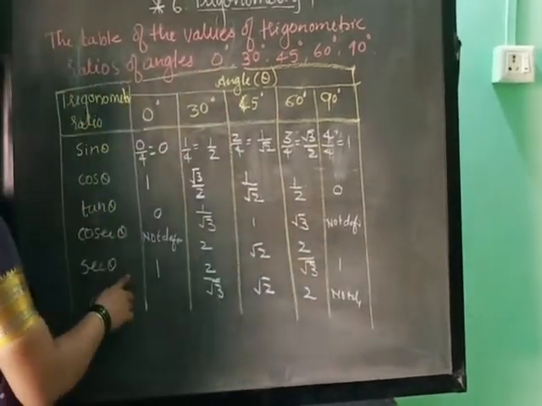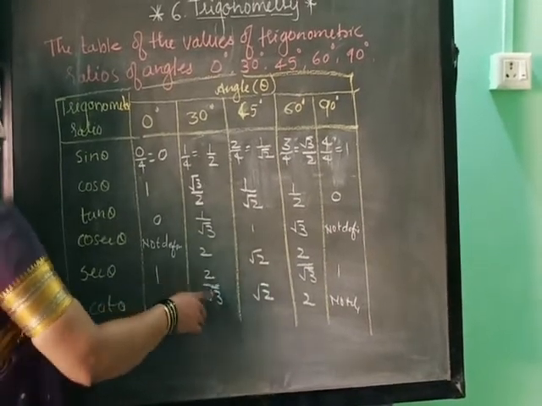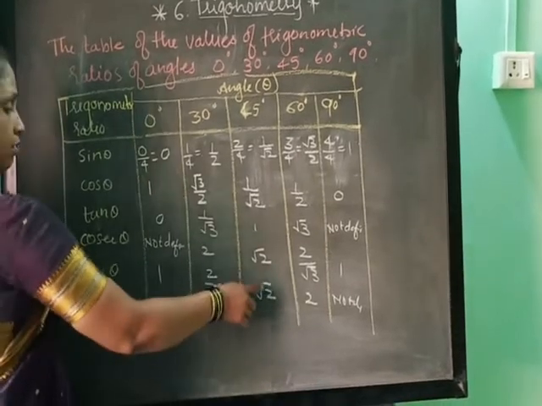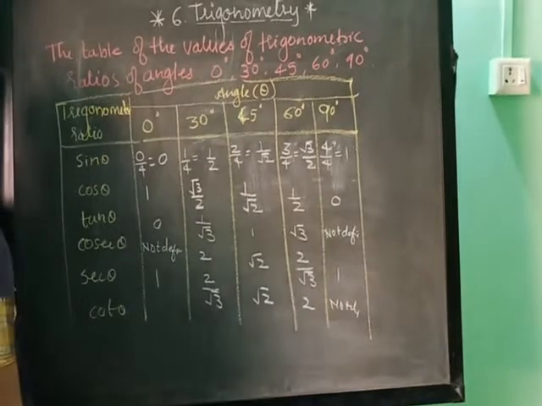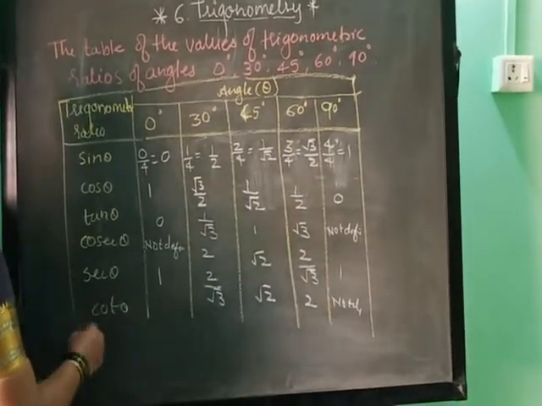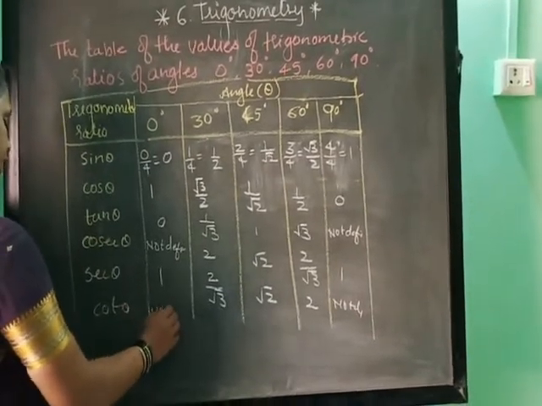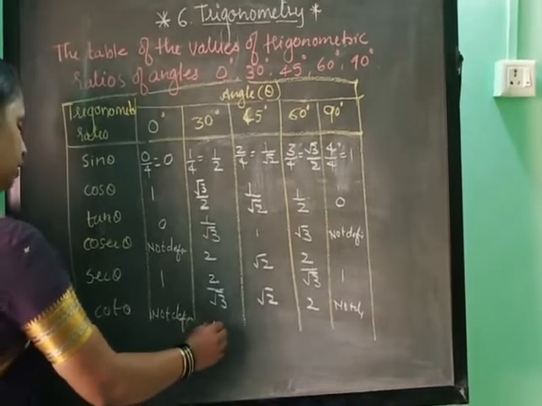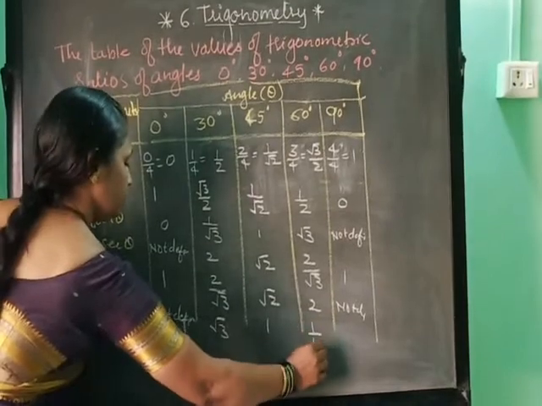Now sec will be the opposite of cosec. Means it is 1, 2 upon root 3, root 2, 2 and not defined. Now cot will be the opposite of tan. Opposite of tan means it is what? Not defined, then root 3, then 1 upon root 3 and 0.